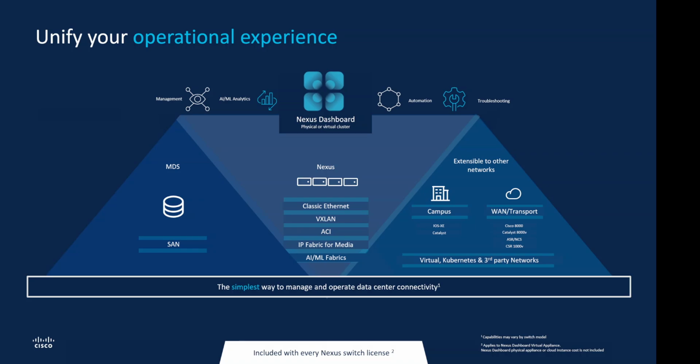All right, here in the middle, we see the Nexus 9K with multiple network types listed below that, ranging from classic Ethernet, three-tier networks to two-tier VXLAN, whether that's on NXOS or ACI, to IP fabric for media, to AI/ML fabrics. We will support them all. On the left, we show MDS for your Fibre Channel or SAN networks. And on the right, we show some extensions that are happening in the campus arena. So this obviously extends beyond the data center.